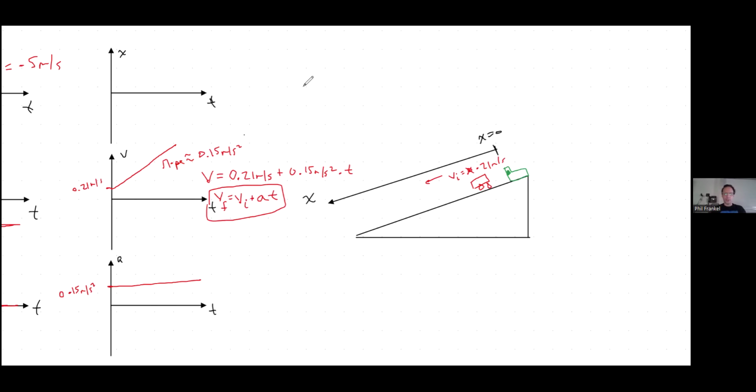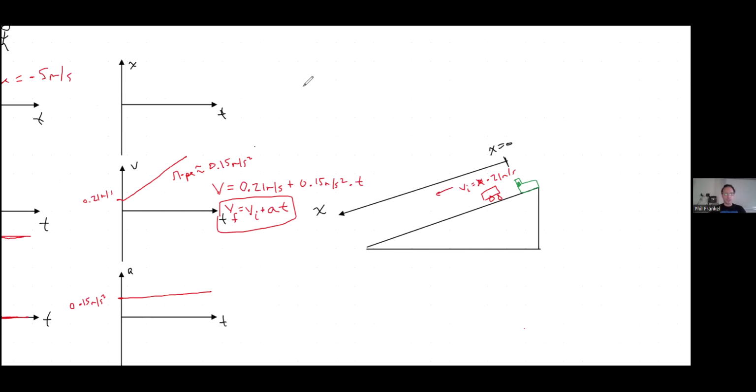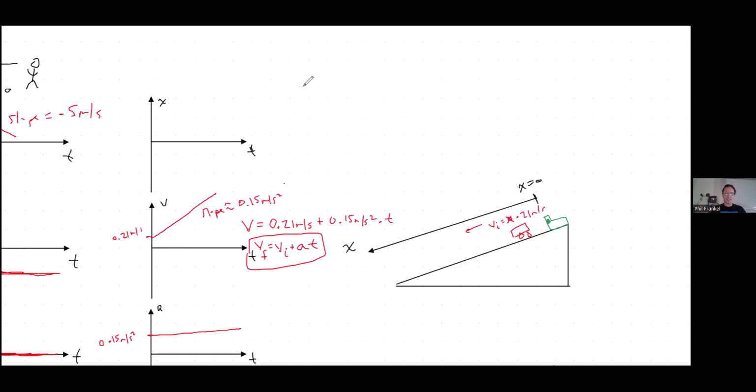All right, we'll return to a discussion of that shortly, but let's take a look at what the position graph looks like. We see that the acceleration is a constant positive value, so the velocity versus time graph has a constant positive slope. And now let's take a look at the position versus time graph.